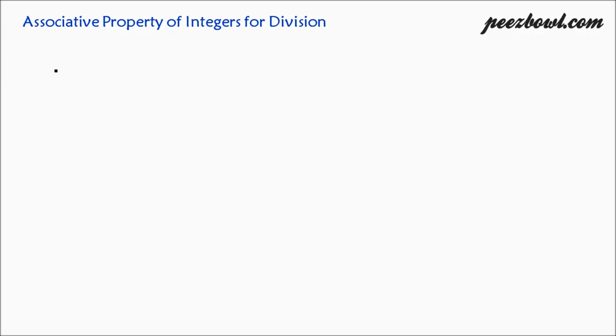Let us learn the associative property of integers for division. This property says that when we divide three integers, then we get the same value regardless of how the integers are grouped. For example, we have three integers a, b and c. Then (a divided by b) divided by c will have the same value as a divided by (b divided by c).